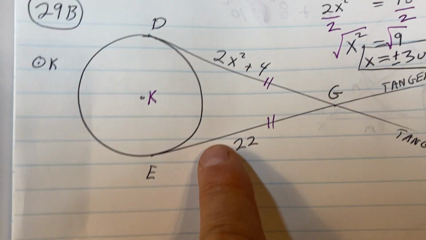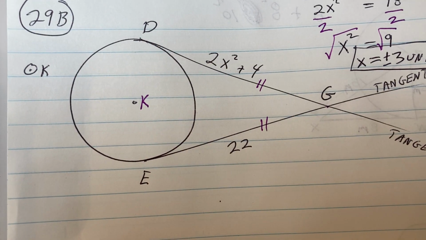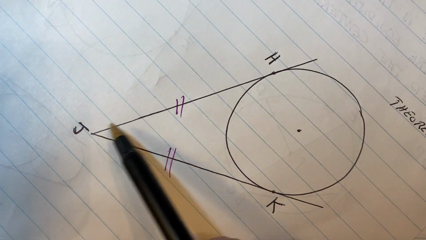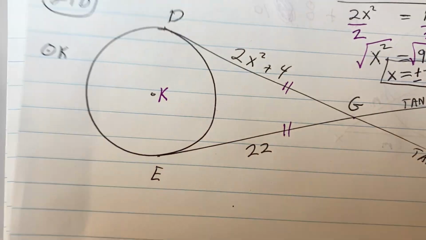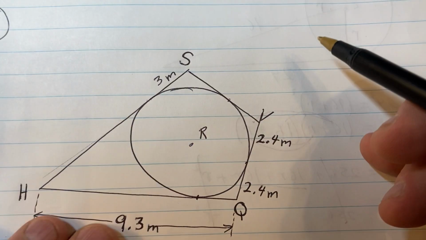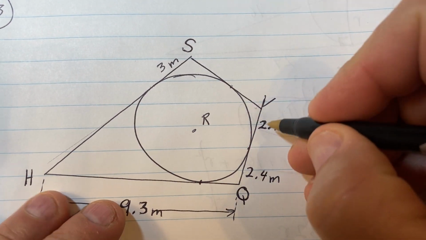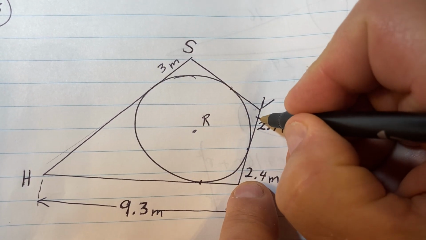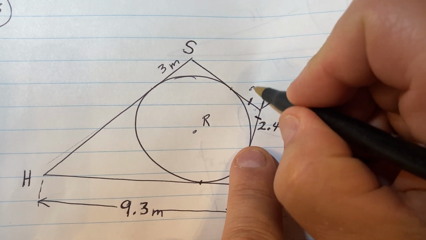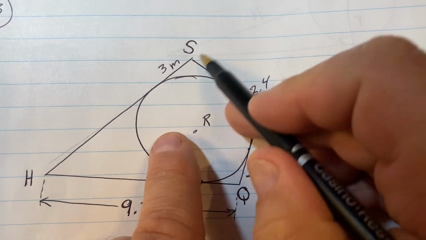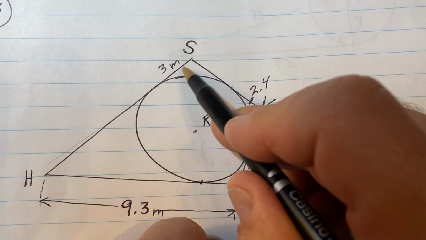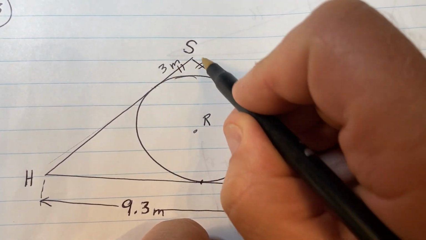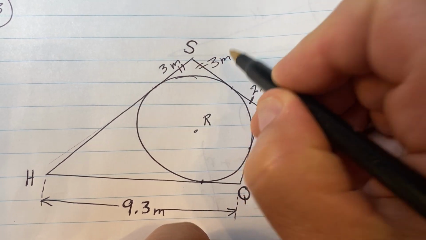The same way we did this one. We're going to use this rule right here, this theorem that we learned earlier. This distance is the same as that distance. That's 2.4. These two tangents meet at a point V. That means this distance is the same as that distance. They're both 2.4. These two tangents meet out here, so this distance is equivalent to that distance. That's 3 meters. They're also 3 meters.